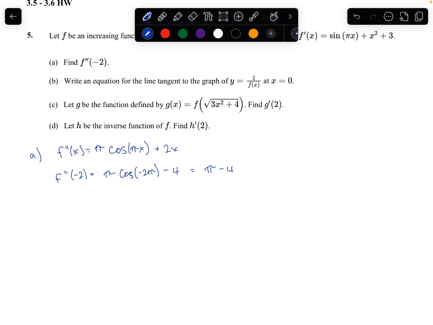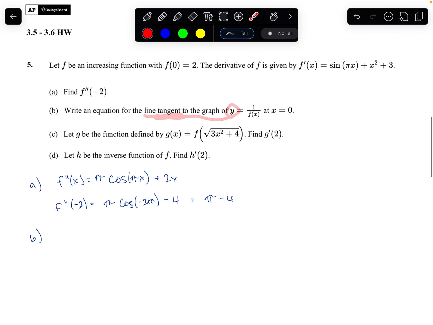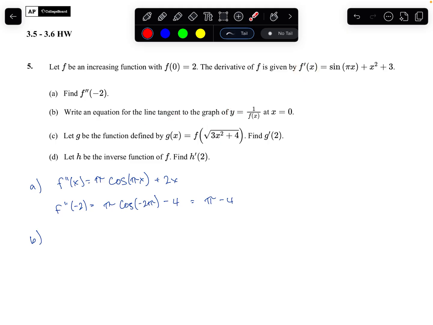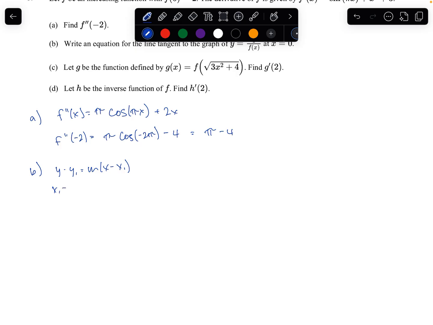All right, for B. Write an equation for the line tangent to the graph of y equals 1 over f of x. Note that we're finding the line tangent to the graph of y, not to the graph of f. And so we want y minus y1 equal to m times x minus x1. We know x is going to be 0, so I'll say x1 is going to be 0.